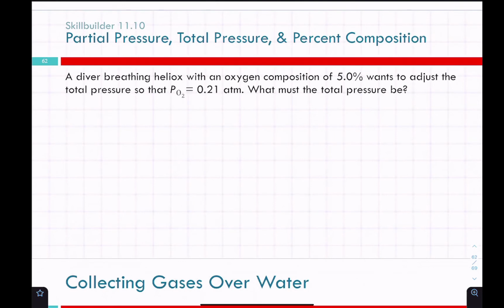So if you have a diver breathing heliox with an oxygen composition of 5%, who wants to adjust his total pressure so that the partial pressure of oxygen is 0.21 atmospheres, what must the total pressure be?